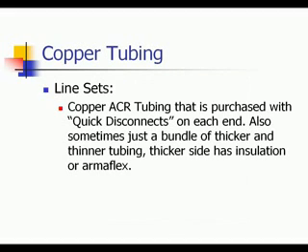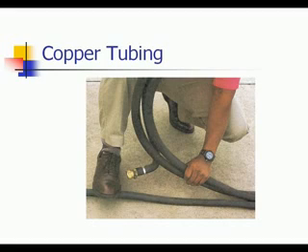These are some of the rolls. The smaller one is 1/4 inch, then you might have 3/8, and then you might have 1/2 or 5/16. It will always say on the outside of the package, but it's not always giving you that size in outer diameter. Line sets are ACR tubing that's purchased with quick disconnects on the end.